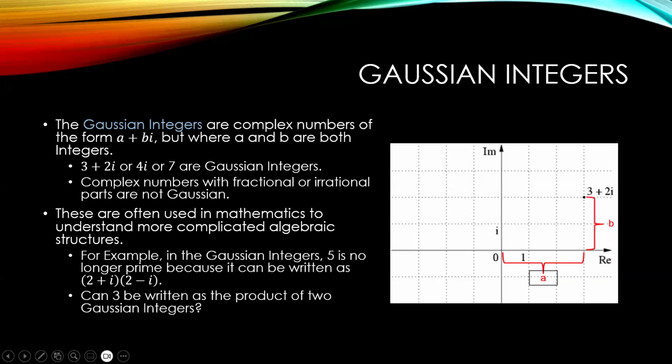These are often used in mathematics to understand more complicated algebraic structures. For example, in the Gaussian integers, 5 is no longer a prime number because it can be written as (2 + i) times (2 - i). And so then the question becomes, can 3 be written as the product of two Gaussian integers? What values can be written as the product of two Gaussian integers? And what does it even mean to be prime in that context? And so these are bigger theoretical questions which are important to answer so that we can answer other things in physics, chemistry, and the real world.